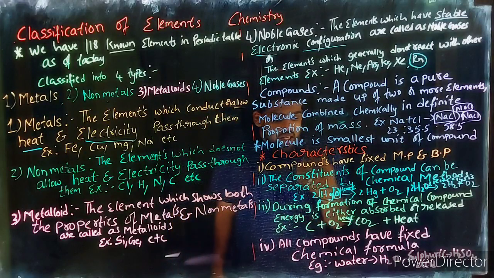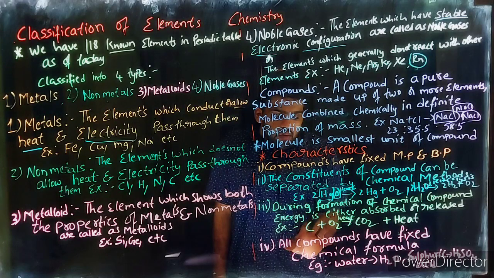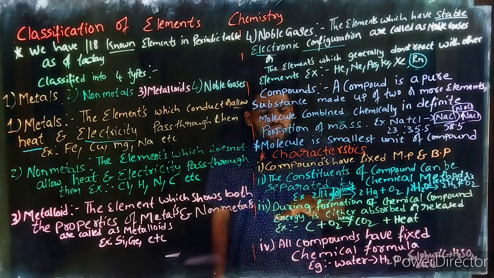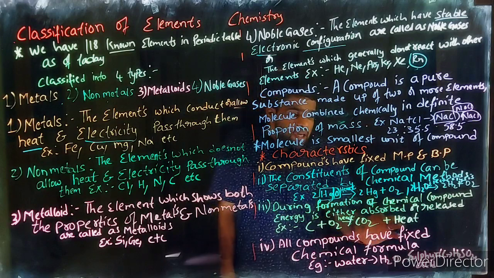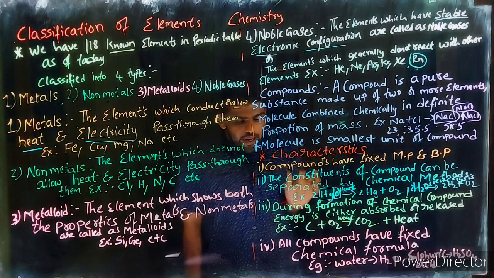Here energy exchange is compulsory. For example, carbon plus oxygen gives you carbon dioxide, and heat is liberated. When carbon combines with oxygen, it forms carbon dioxide, and along with that, energy is liberated in the form of heat. Energy liberation can be in the form of heat, light or anything else, but in this example, heat is being liberated.